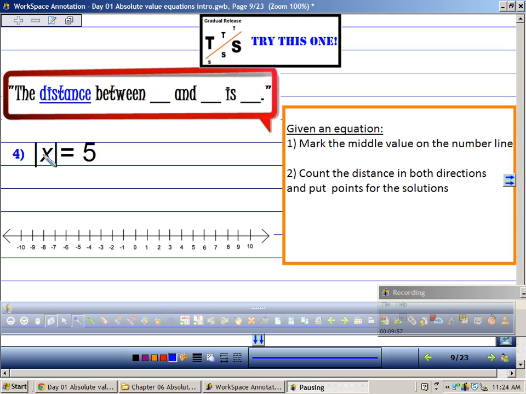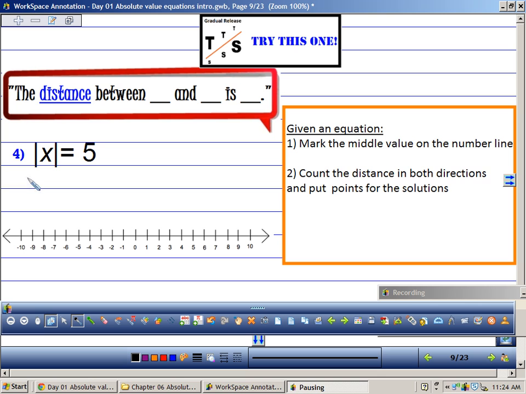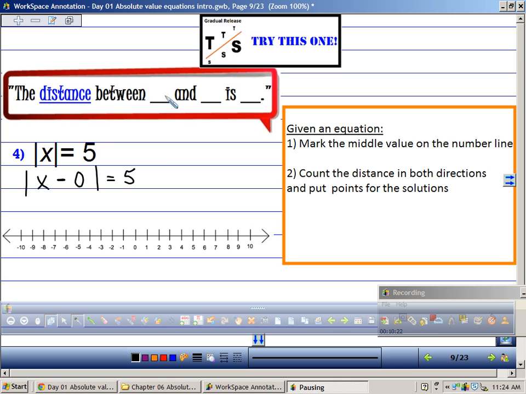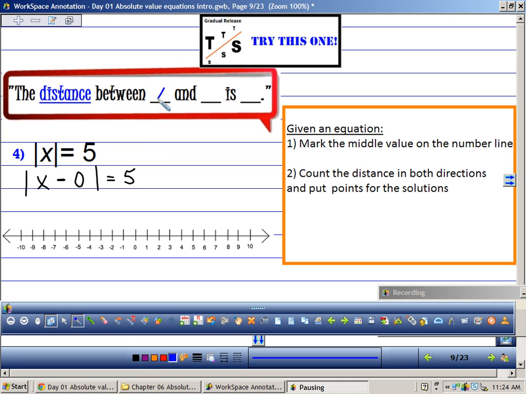So, this means the distance between what? There's nothing here. The distance between, right? Absolute value means distance. The distance between x and what? 0, nothing. Equals 5. The distance between x and 0 is 5.